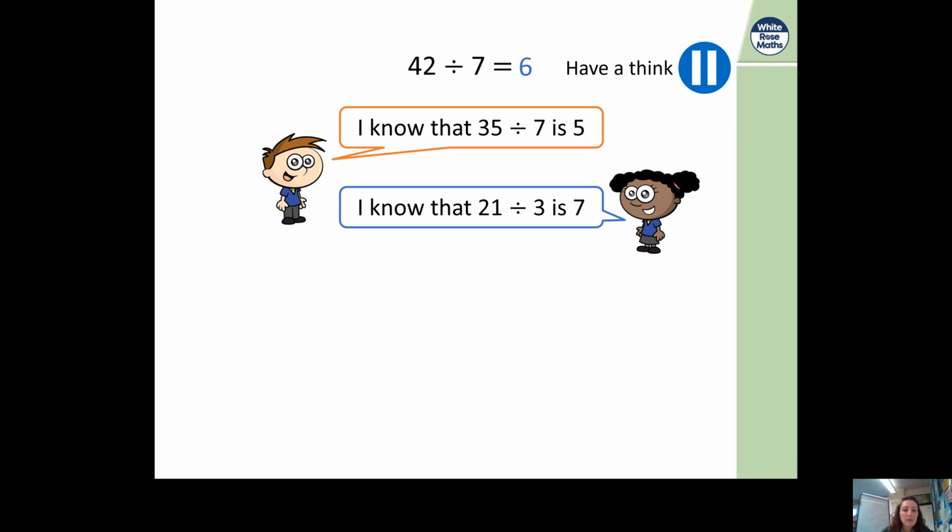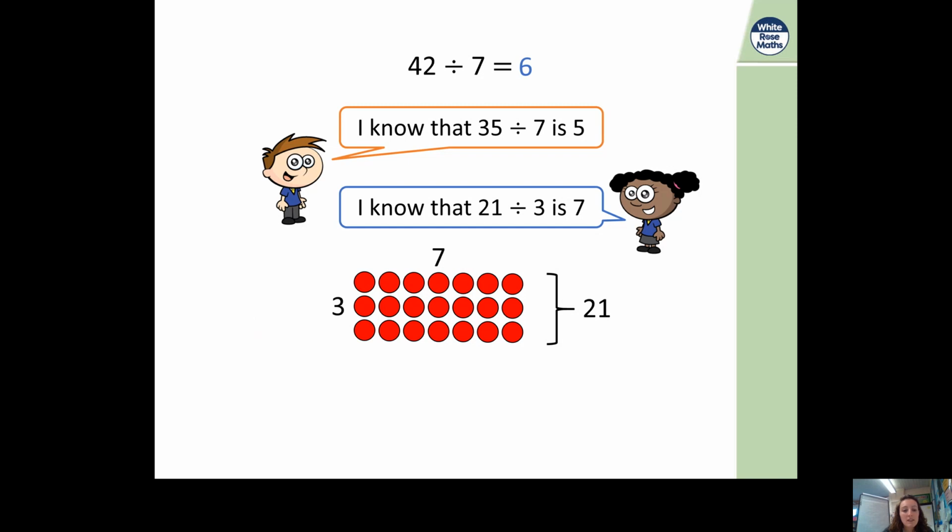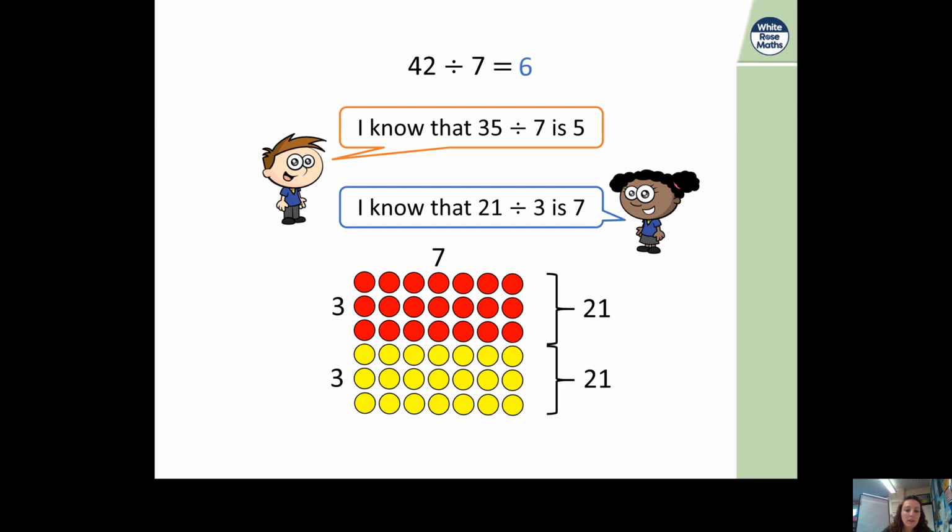Have a think about this one. How can you use this fact to help you this time? 21 divided by 3 equals 7. Pause the video and have a think. Let's see. So here we've got 7 times 3, which equals 21. Now, if we double it, another 7 times 3, we get another 21. If we add those two amounts together, we get 42. So 7 times 6 equals 42. So 42 divided by 7 must be 6.